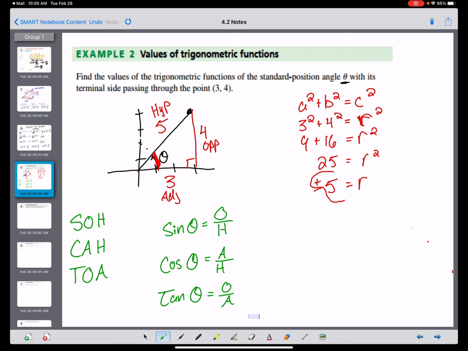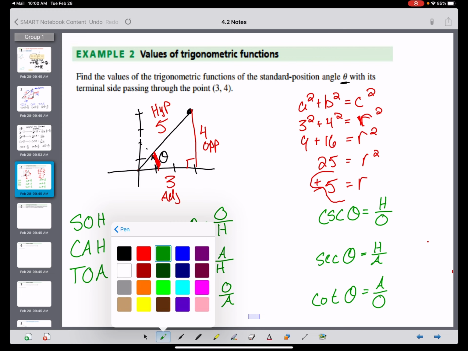Sine, the one that goes with sine, is cosecant, right? That's the reciprocal. And that one is the hypotenuse over the opposite. Cosine, the reciprocal of that is secant. The secant of some angle is the hypotenuse over the adjacent. And then cotangent, adjacent over opposite. Now I'm ready to kind of fill that in.